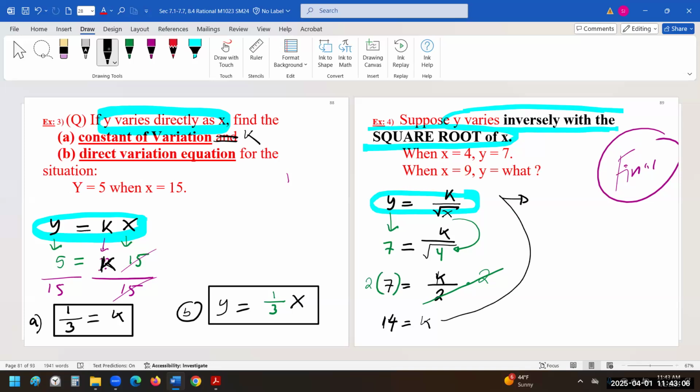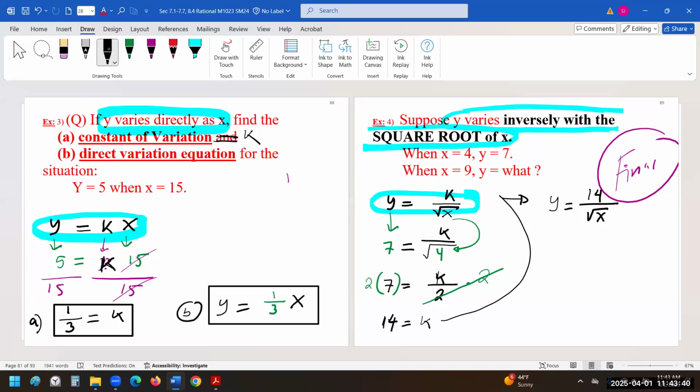What is our next step? We rewrite the equation. So our equation is y equals k. Instead of k, we write 14 over square root of x. So step 1 is always find k. Step 2, rewrite by replacing your k. Rewrite the equation. And then we see, do we have to go further? We can stop here. They have one more sentence we did not use. Point x is 9. What is y?